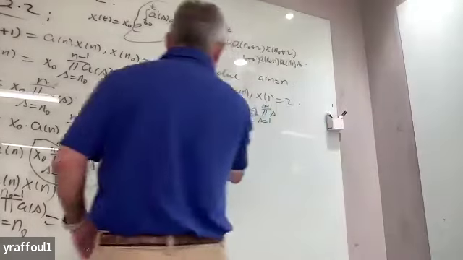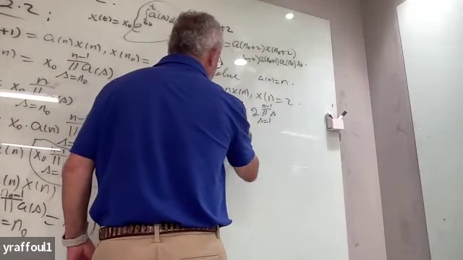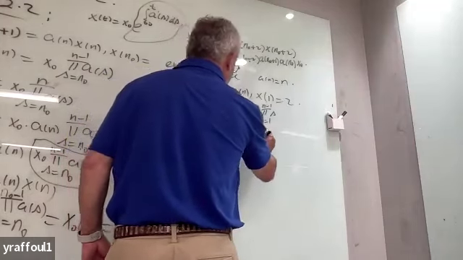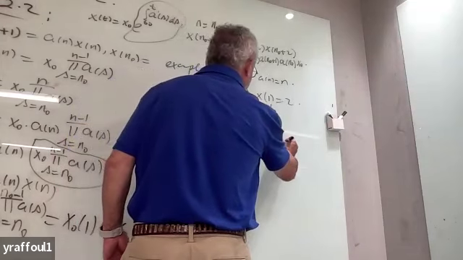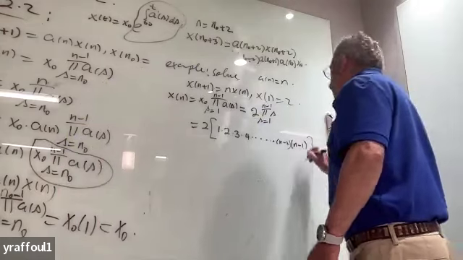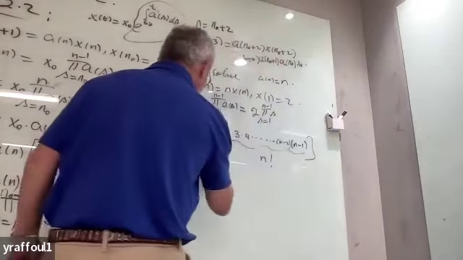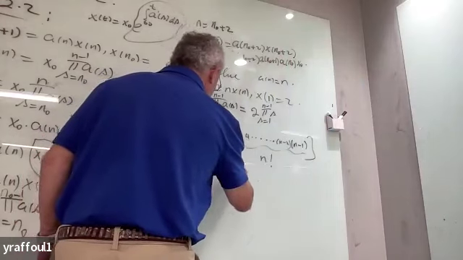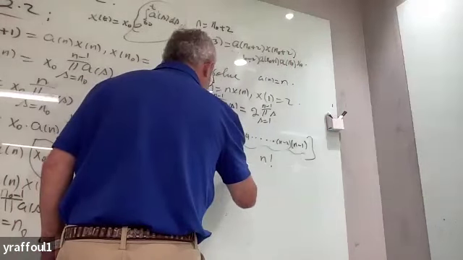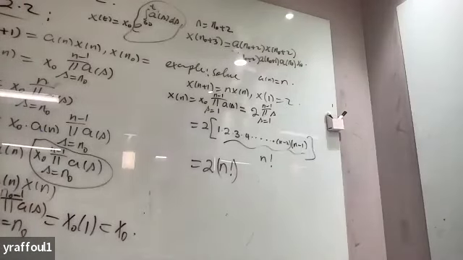Okay, so this is 2 times 1 times 2 times 3 times 4 times ... times n minus 2 times n minus 1. Well, guess what that is? That is n factorial. So this is 2 times n factorial. Okay? So that is the solution.